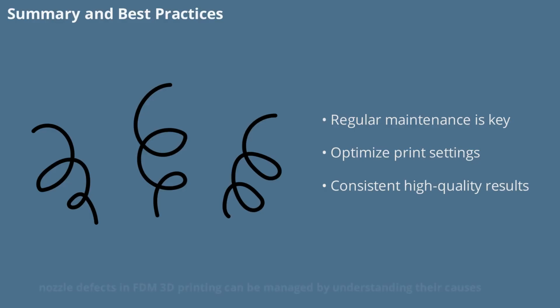Summary: nozzle defects in FDM 3D printing can be managed by understanding their causes, effects, and solutions. Regular maintenance, proper filament handling, and optimized print settings are key to preventing issues. By following best practices and staying vigilant, you'll achieve consistent, high-quality results in your 3D printing projects. Remember, a healthy nozzle is the foundation of successful prints.